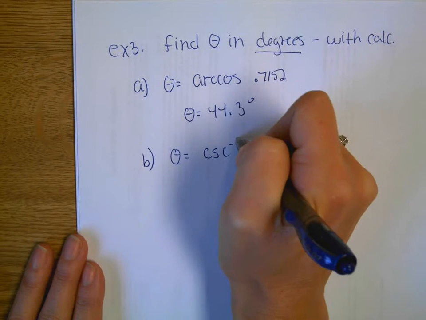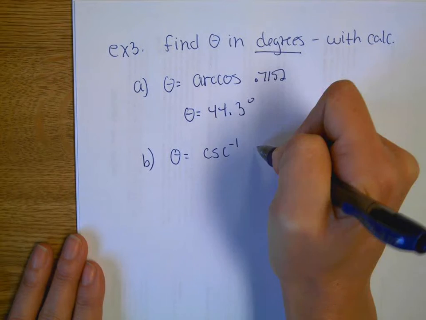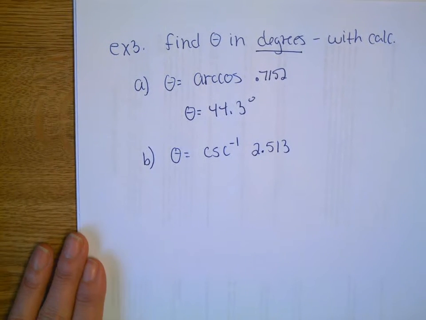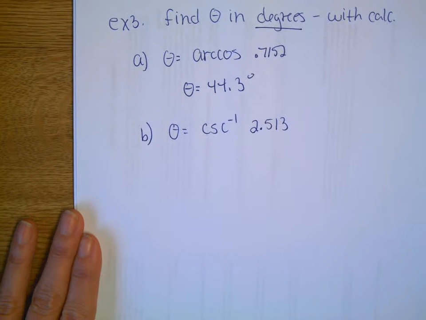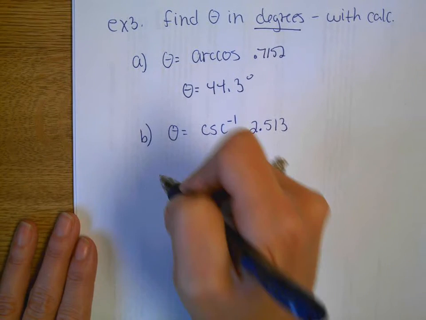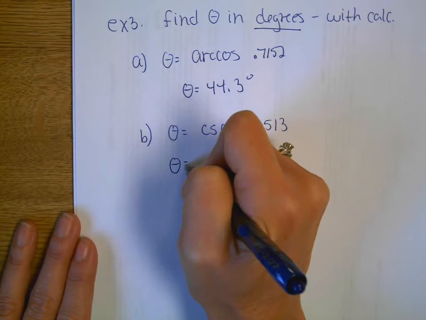Inverse cosecant of 2.513. Type in to get 44.3. Inverse cosine of 0.7152. Okay, I got it.